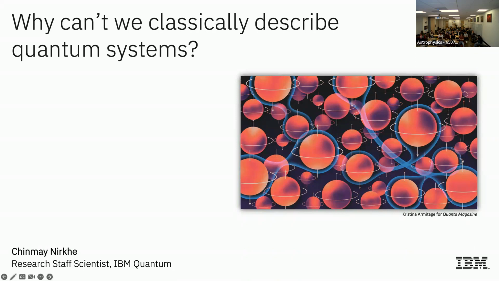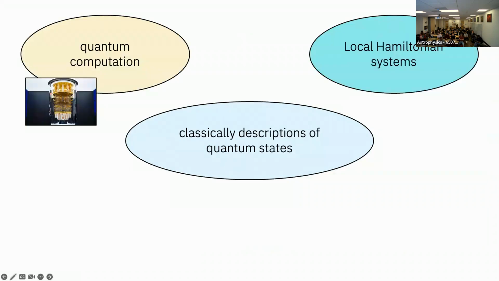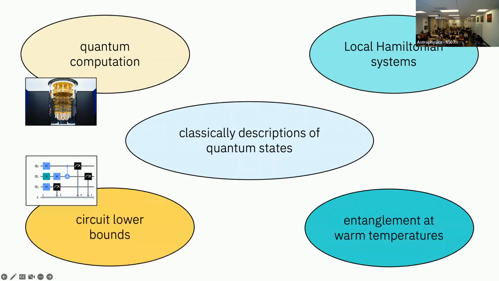So my goal today is to talk a little broadly about how to classically describe quantum systems. So that'll be the center of what I'll talk about. I'll say a little bit about quantum computation and how it gives you a way of describing quantum objects. Talk a little bit about local Hamiltonians, a little bit about entanglement at warm temperatures, and the last thing is that the way we'll understand description complexity and maybe more physics notions is through a more mathematical or computer science notion of circuit lower bounds.